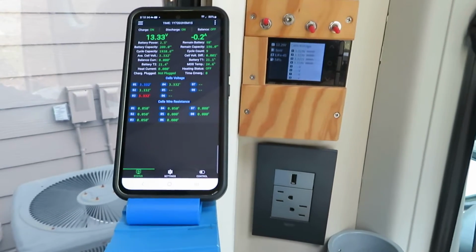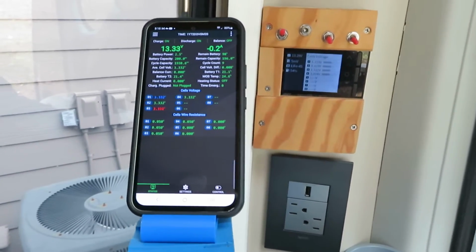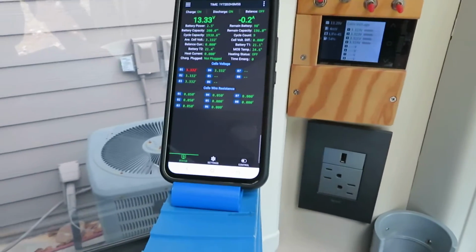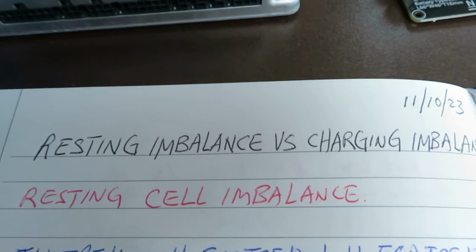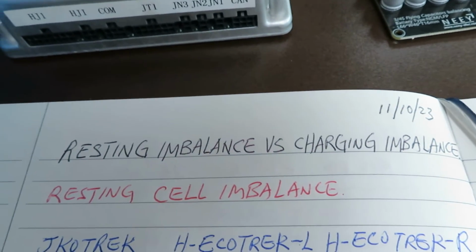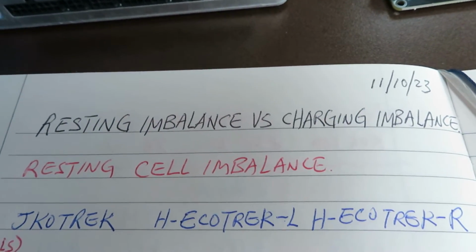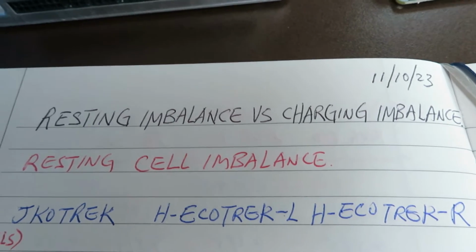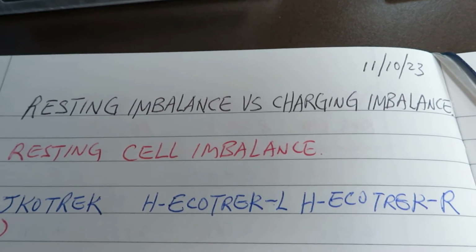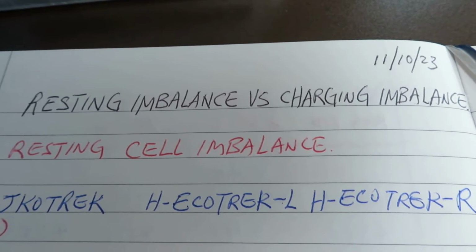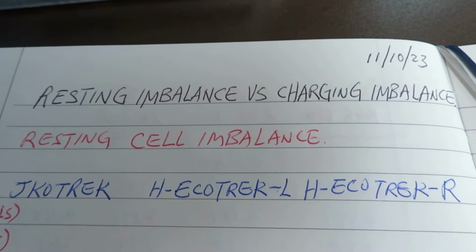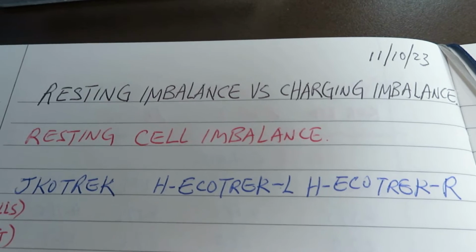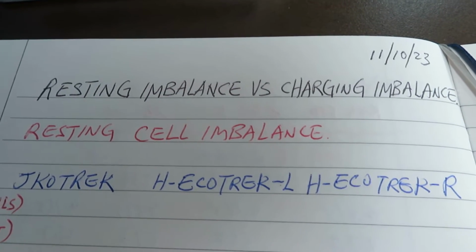Good morning. Today we're going to talk about battery cell imbalance. There are two types of scenario. One type of imbalance is resting, when the cells are not doing anything, just resting. The other scenario is charging. What happens if we charge the battery? How will the cell imbalance look like?